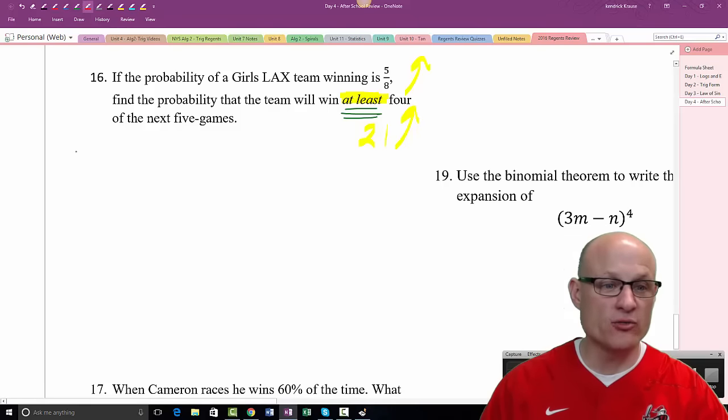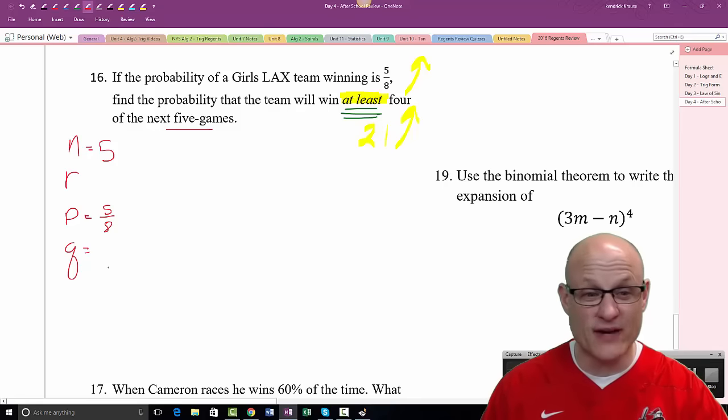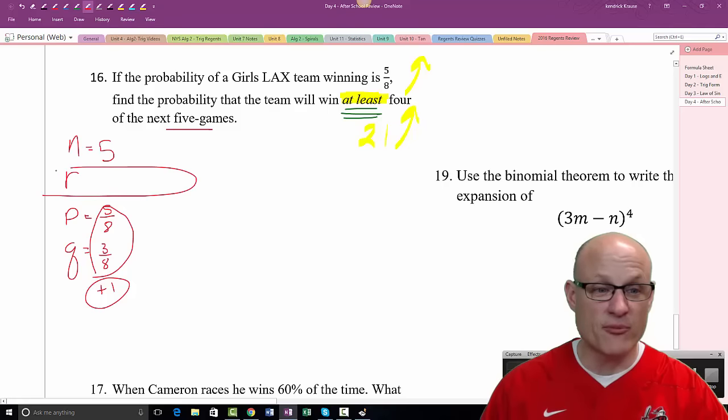So when we go and do our N, R, P, and Q, N, P, and Q are pretty self-explanatory. We're going to get 5 games. The probability of winning is 5/8. If the probability of winning is 5/8, the probability of losing is 3/8, because remember, these things have to add up to 1. This is where you're going to have problems.